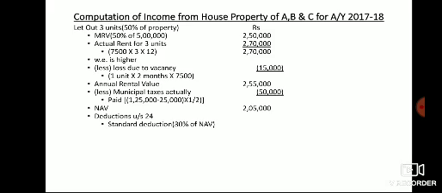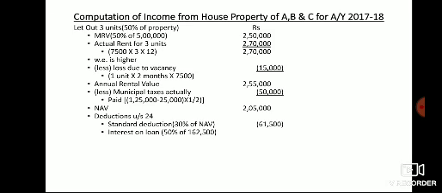Deduction under section 24. If you remember, under section 24(a), a standard deduction of 30% on NAV is allowed irrespective of whether the owner has paid any expenses or not. Standard deduction will be allowed. 30% on NAV, that is on 2,05,000, will come to 61,500.